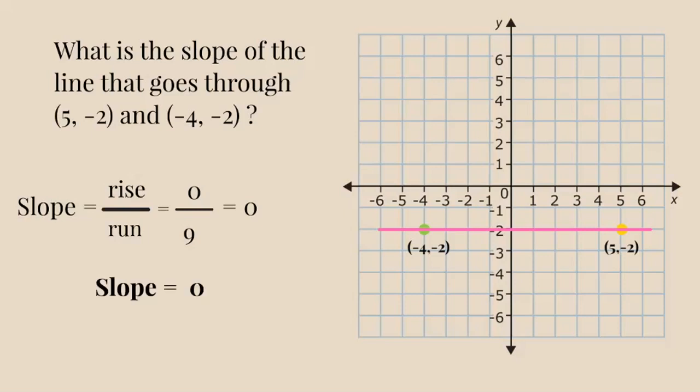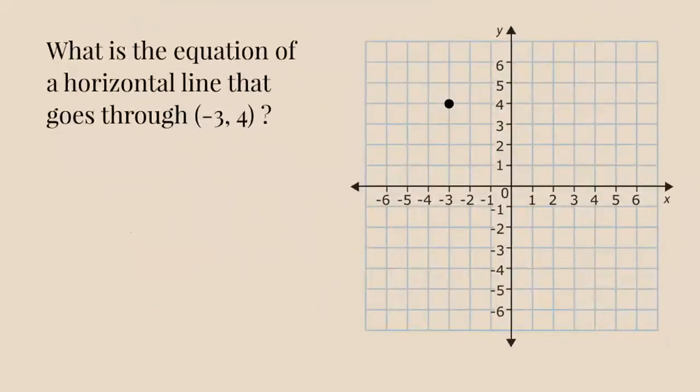Let's do another horizontal line problem. So what is the equation of the horizontal line that goes through -3 and 4? On the x-axis will be the -3 and 4 on the y-axis. So for any x, y will be 4. So the equation is y equals 4. Y does not change. It is 4 and will remain constant no matter what the x is.